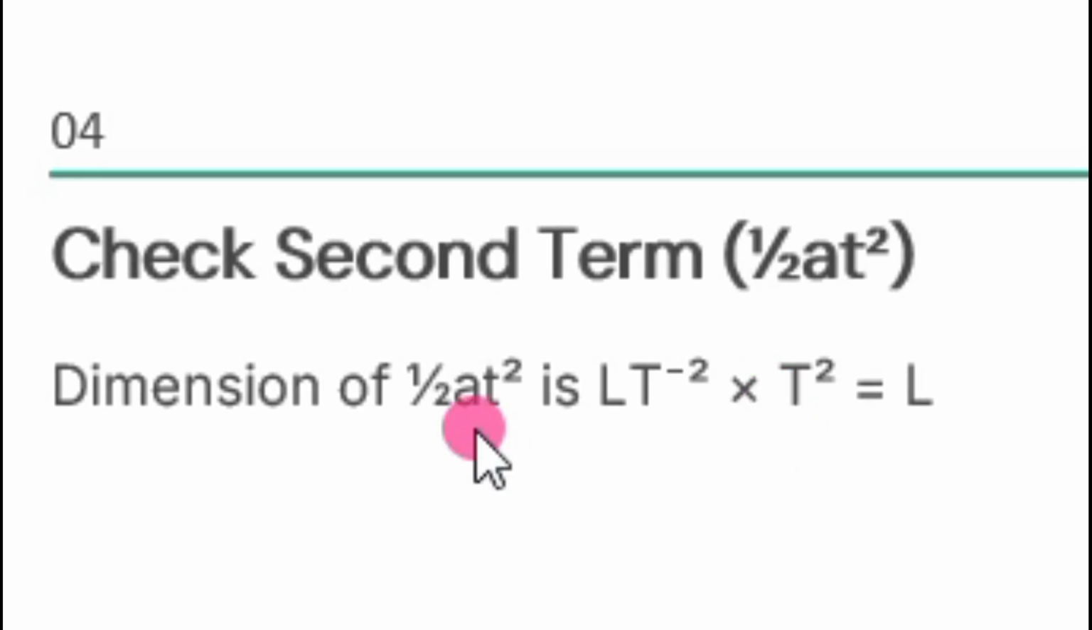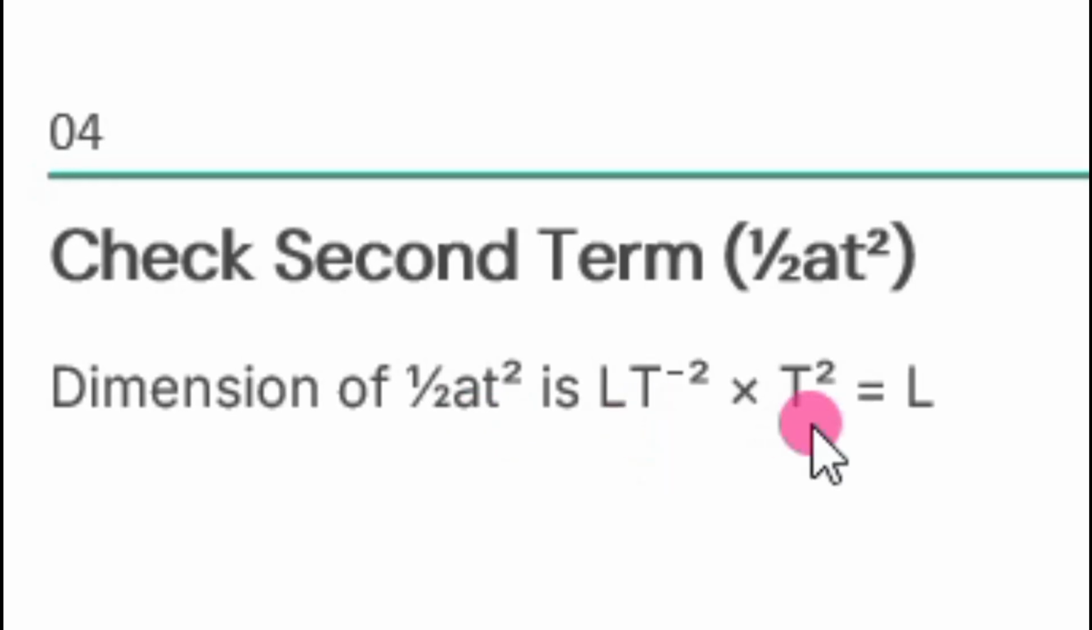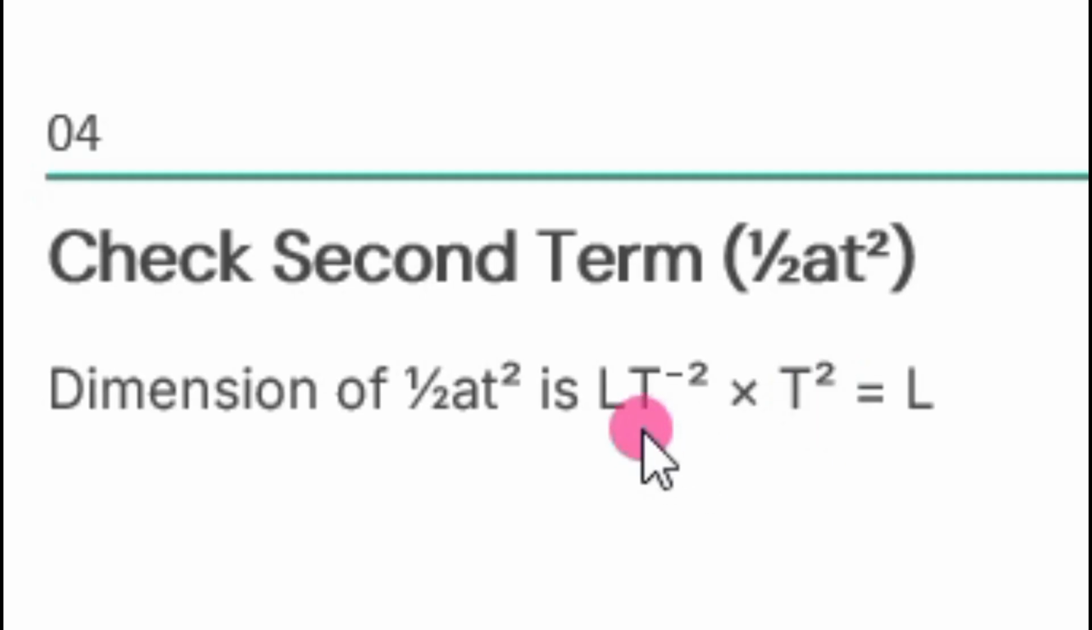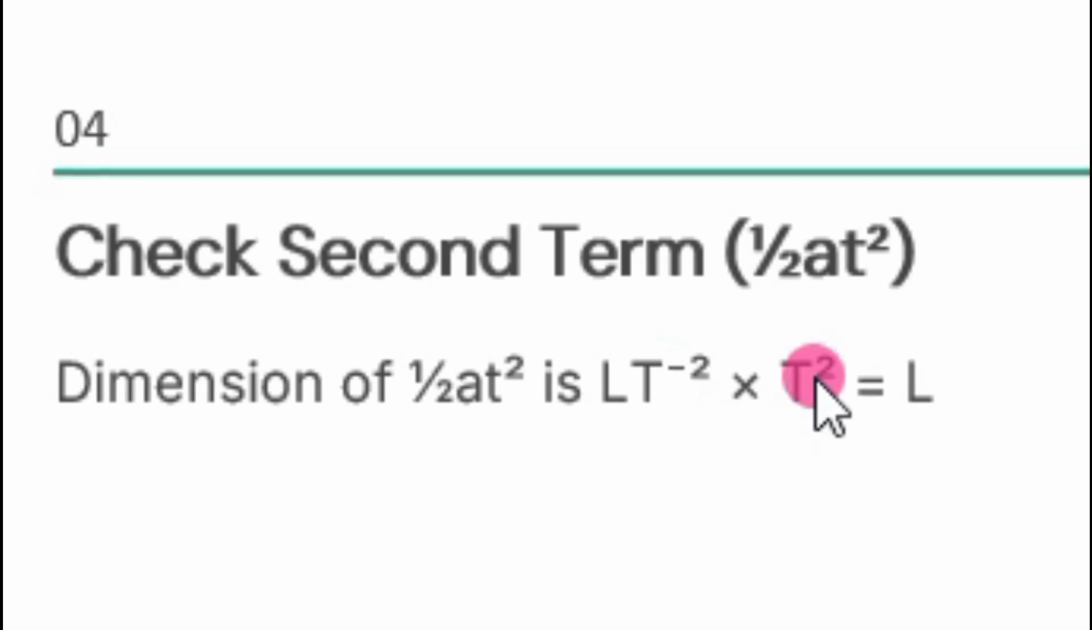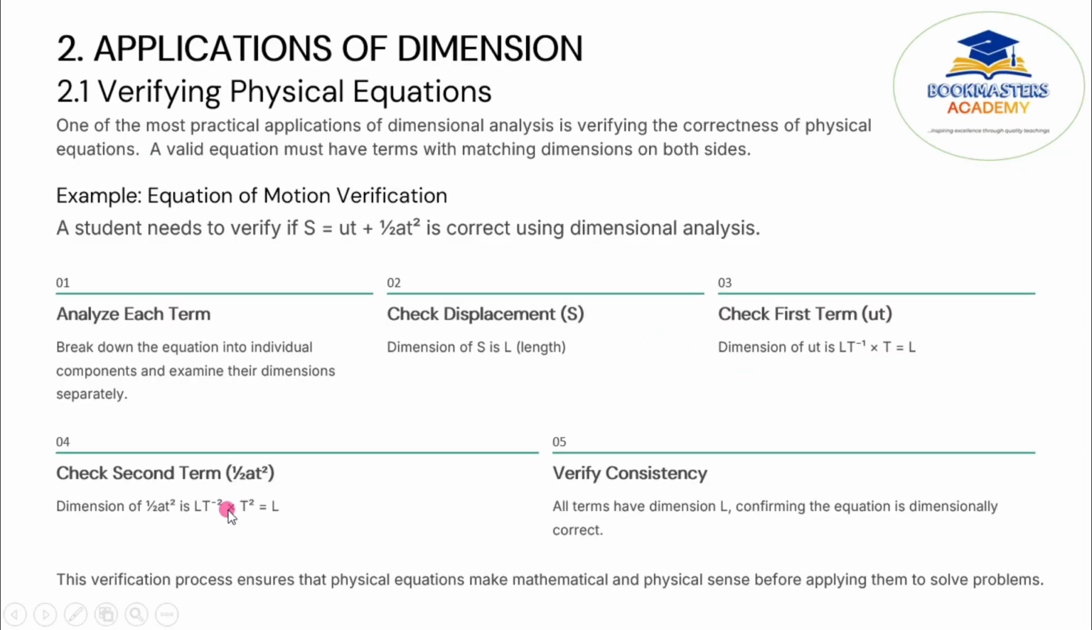This is acceleration times time squared. The dimension for time is T, capital letter T. So when you multiply T raised to the power minus 2 and T raised to the power 2, these cancel. You have L, so hooray, this is correct. This equation is very, very correct.